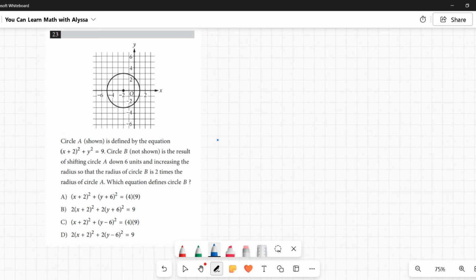Number 23, circle A, shown, is defined by the equation x plus 2 squared plus y squared equals 9. Circle B, not shown, is the result of shifting circle A down 6 units and increasing the radius so that the radius of circle B is 2 times the radius of circle A. Which equation defines circle B?